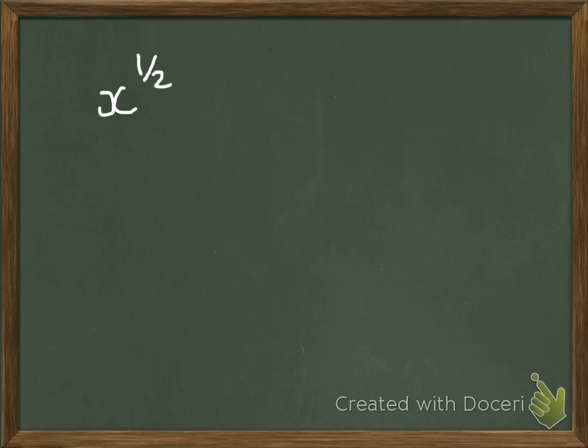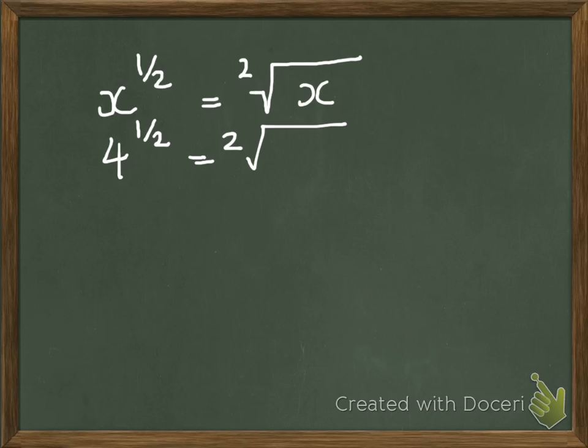And the next one is fractional indices. This one you just have to learn. x to the power of a half equals the square root of x, and the 2 goes there. That's the proper way of writing square root of x. A great example of that would be 4 to the power of a half, that equals the square root of 4. Normally we'd just write square root of 4 like that, but square root of 4 is 2.